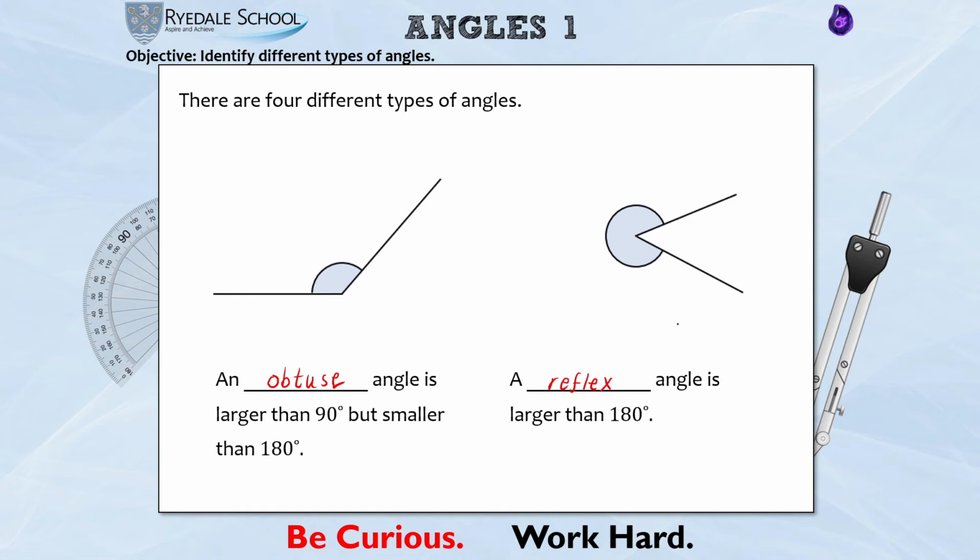But again, just to think about pizzas for a moment, an obtuse angle is more than a quarter of a pizza, but less than half a pizza. So if you see something that is obtuse, thinking pizzas, it's more than a quarter of a pizza, but less than half. And a reflex angle is more than half a pizza. So that's just another way of visualizing these angles today.